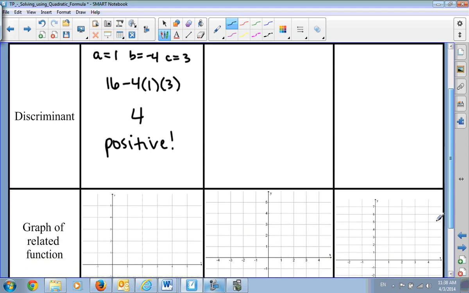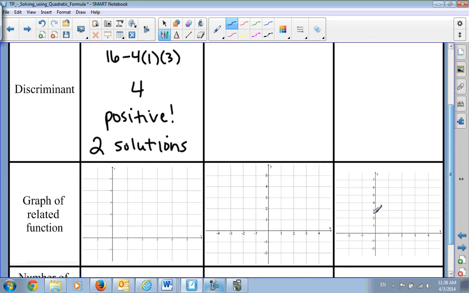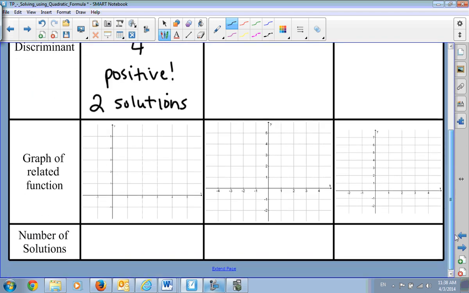So when your discriminant is positive, you will have 2 solutions. You'll have 2 x values. So it'll touch in 2 different places. Okay, we're just going to stick with, that should go down here, 2 solutions.